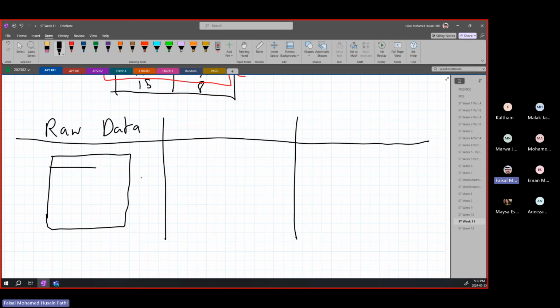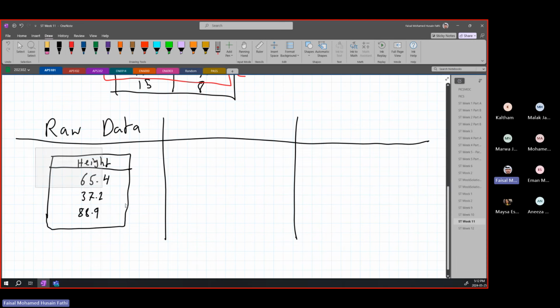For example, let's say height. All right. And like you were measuring heights and you got one to be 65.4, 37.2, 88.9, and so on and so forth. So it's just a single table with one value of data. This is known as raw data. All right. So there isn't any frequencies given, or any ranges given. It's just simple, straightforward data.